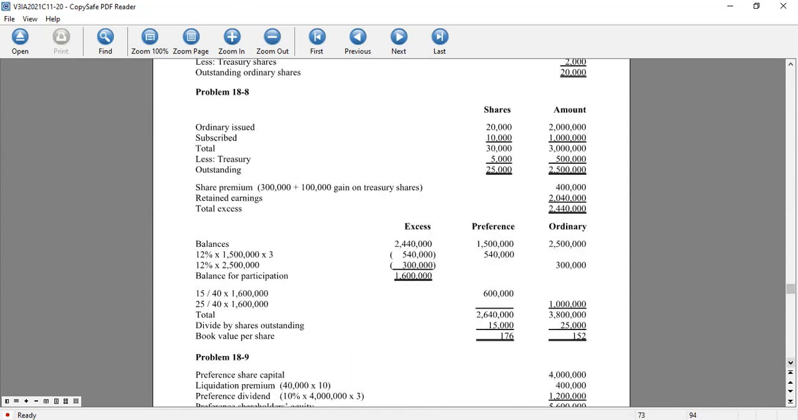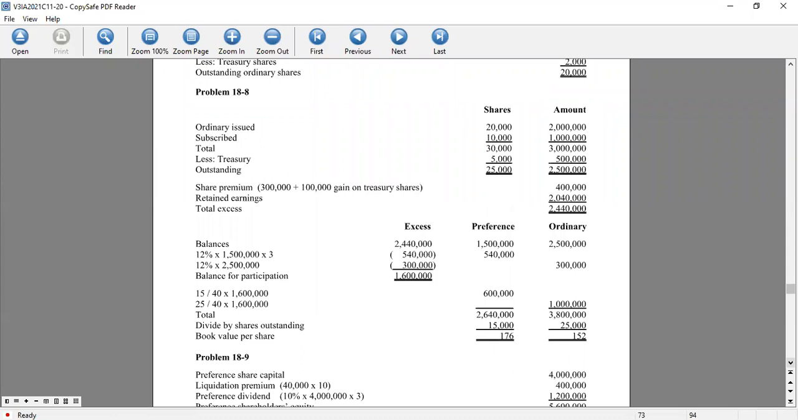Next, we go to problem 8. Requirement is to compute for the book value per preference and per ordinary share. So we have the ordinary shares issued of 20,000 shares, subscribed of 10,000. The total is 30,000, and we have the amounts at their par values. We deduct the treasury shares of 5,000 for the ordinary, and the outstanding shares ordinary is 25,000 for the par of 2.5 million.